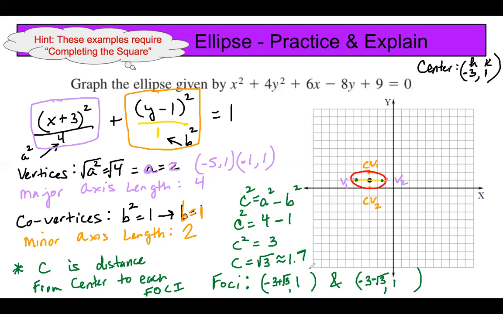No decimals, no rounding. So one exact coordinate of one foci is -3 plus √3, 1. That would be this one here on the right, because the plus √3 took us the 1.7 to the right. And the -3 minus √3, 1, that is taking us minus 1.7-ish to the left, that one. So that's it, folks. That's how you get the coordinates of the foci. That's how you get the C value.